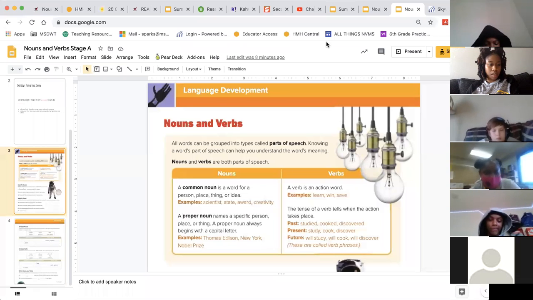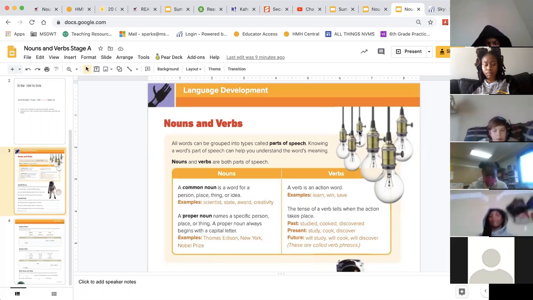Still waiting on Patrick to give an example. Now, I've only seen 1 common noun. The rest of you are giving me proper nouns. So remember, a common noun is a word for a person, place, thing, or idea. You guys are giving me specific places. Good, Renija. All right, Patrick, where are you? I need you to give me a common noun. Good, Aaliyah.